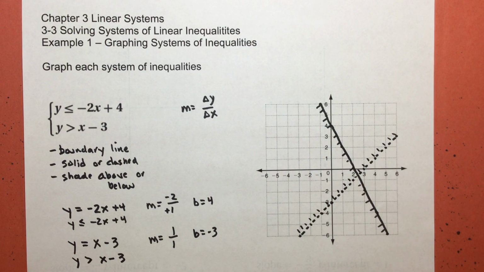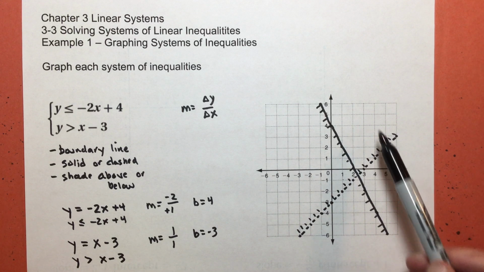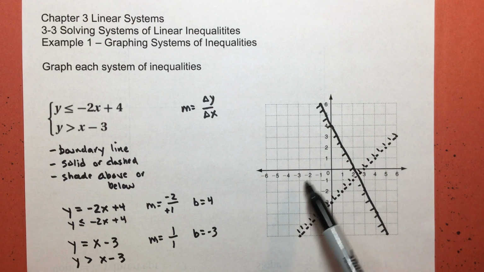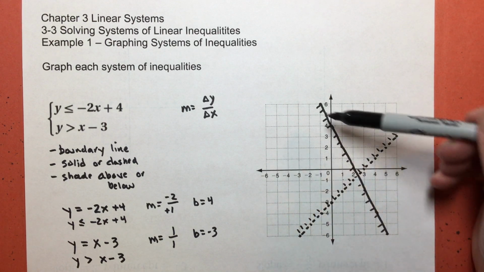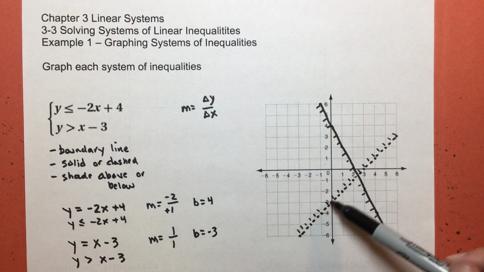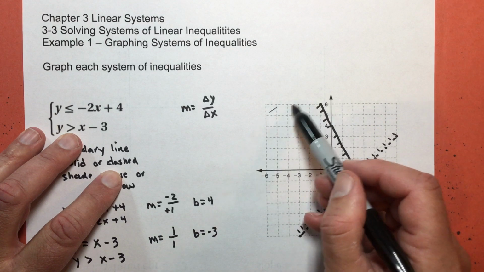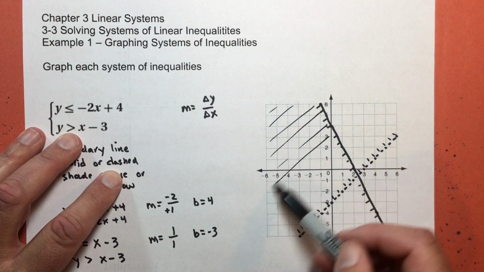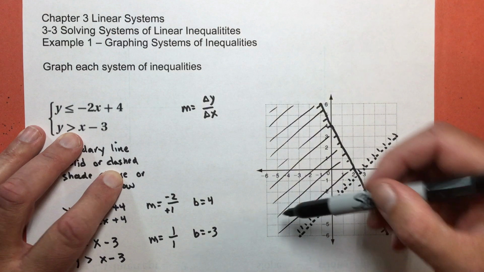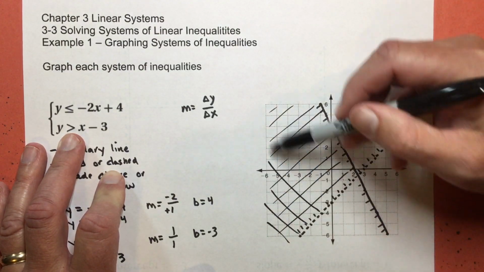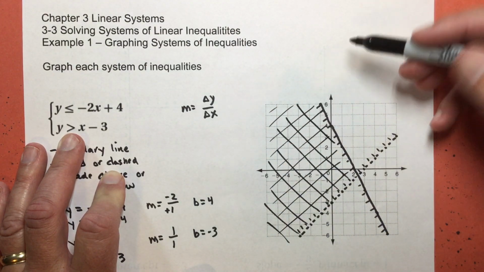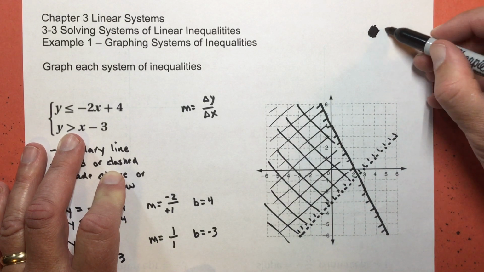Okay, now I'm going to put these things together. I have 4 sections, not counting the boundary lines. I have this part in the top, this part on the right, this part on the bottom, and this part over here on the left. It looks like I shade below this line and I shade above this line. I want to know where the overlap is. So my shading is going to look like this. And again, don't color it in like that.